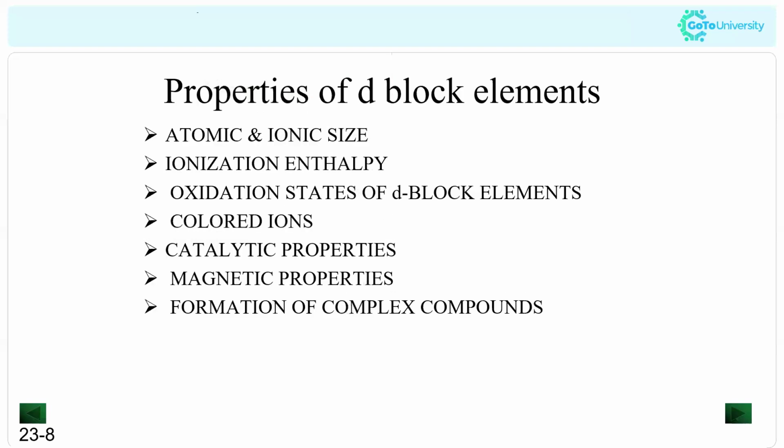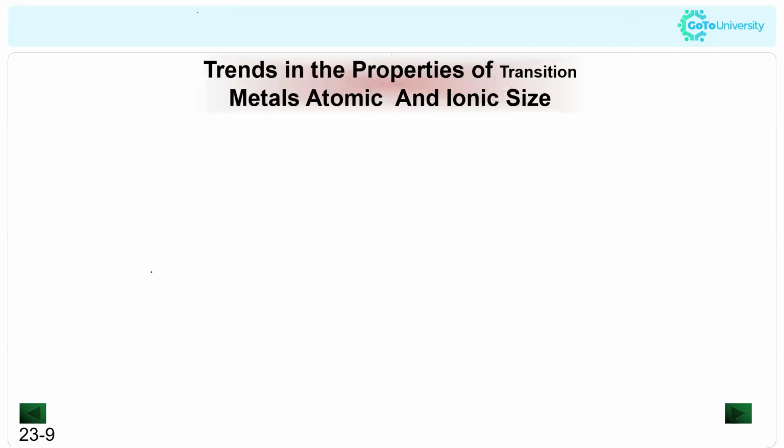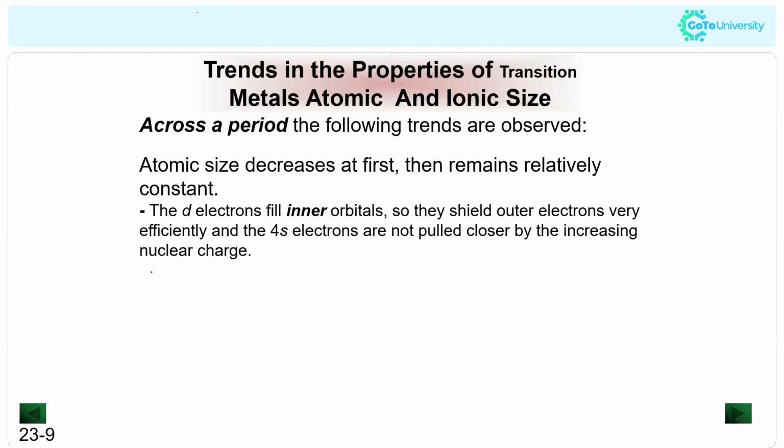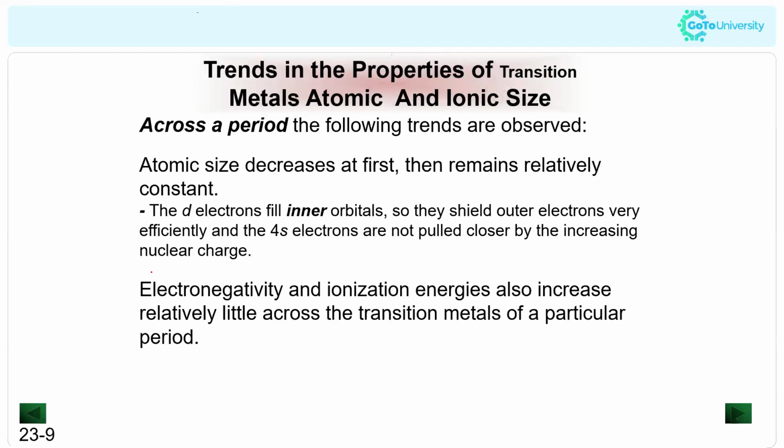Now, what are the properties of d block elements? The first property we can say is the atomic size, then ionization enthalpy, oxidation state, the formation of colored complexes, their catalytic property, their magnetic property, and formation of complex compounds. These are the important properties of these d and f block elements. Okay, so first we are moving to the atomic and ionic size.